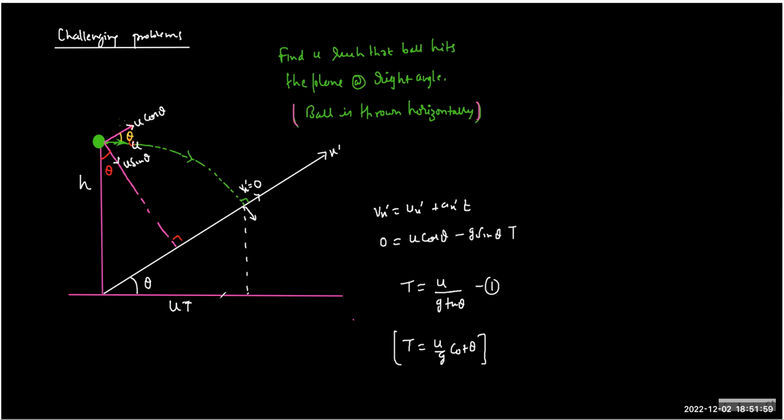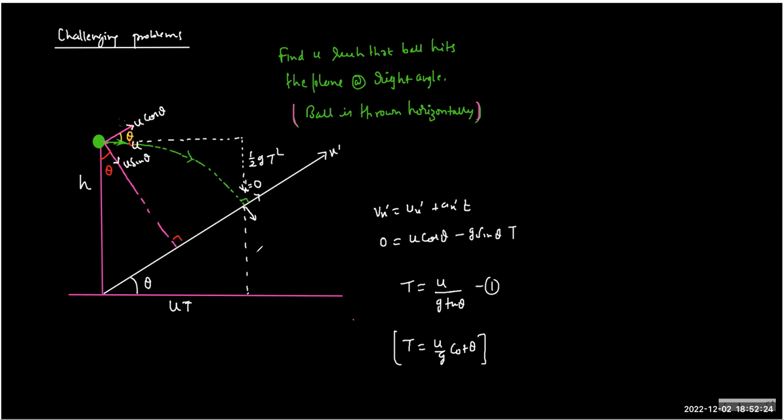And because I have thrown something horizontally, it will fall down by what value in the same time? Gravity will pull you down by what value? Can you guess? How much will gravity pull you down? Displacement due to gravity is how much? Half g t square.